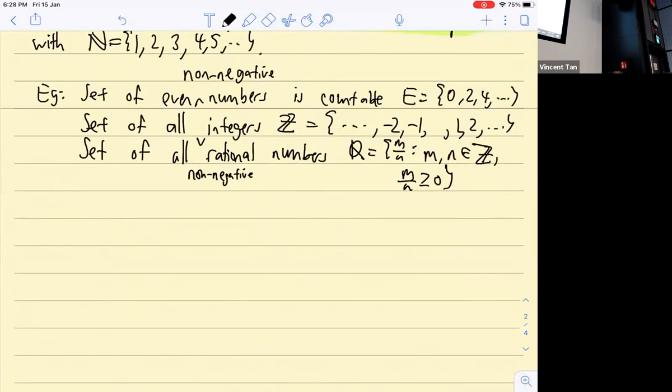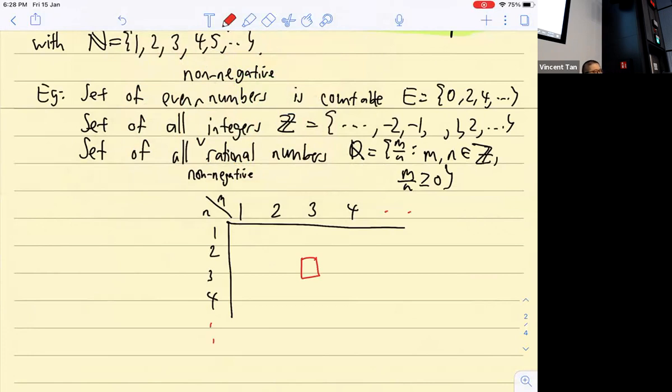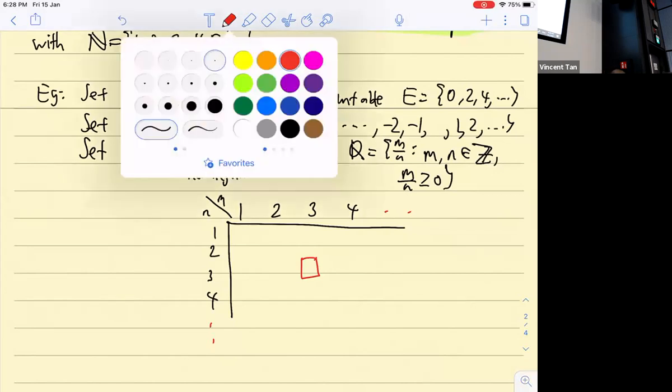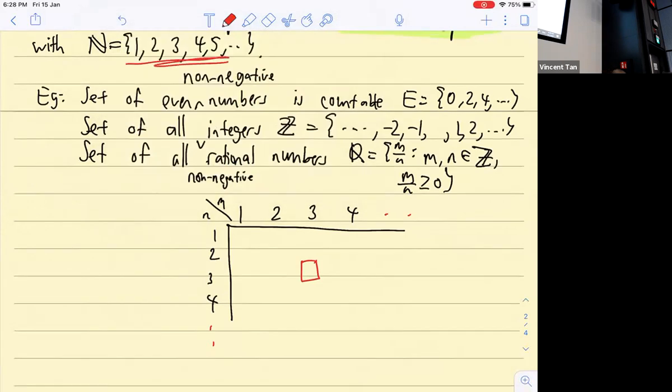But here, you can do the following. You can list 1, 2, 3, 4. This is the m part, and this is the n part. 1, 2, 3, 4, and so on and so forth. So every element of this infinite matrix corresponds to a rational number. You take m over n, and it's a rational number. Then how do we associate every element of this to the natural numbers? Well, we go in this way.